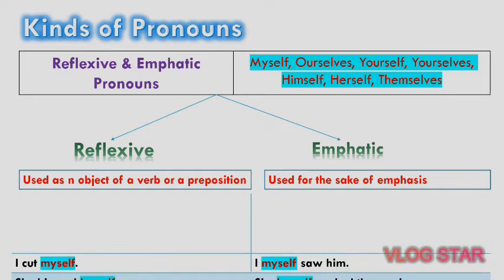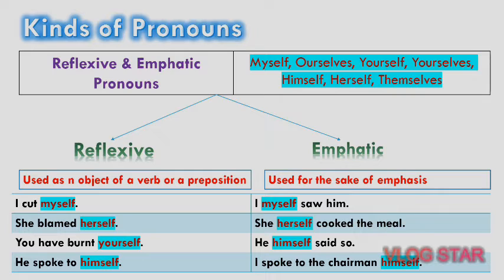In the given sentences we can clearly understand. For the first sentence, I cut myself. In that very sentence, we can see that the self pronoun myself has been used after the verb, and it's acting as an object of that verb. So it is used reflexively. So hence it will be called a reflexive pronoun.